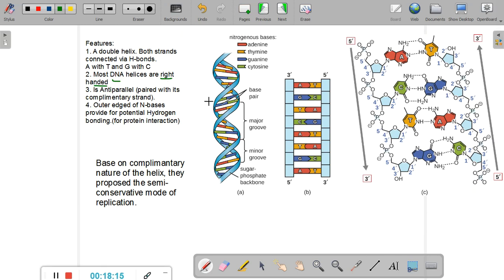The next feature of their model of DNA was that this particular double helix of DNA is an anti-parallel molecule. What do we mean by an anti-parallel molecule? It is also opposite, and it is also parallel. So let us have a look at this strand opened up, and let us look at the molecular structure here, rather than simply looking at these particular models.